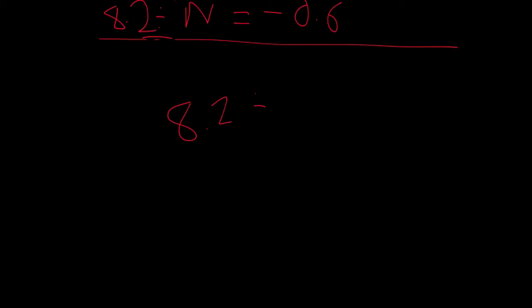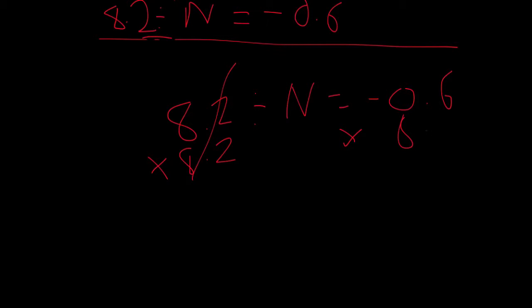8.2 divided by n equals negative 0.6. Since it is a division problem, we would multiply 8.2 times 8.2, which cancels out, then negative 0.6 times 8.2.